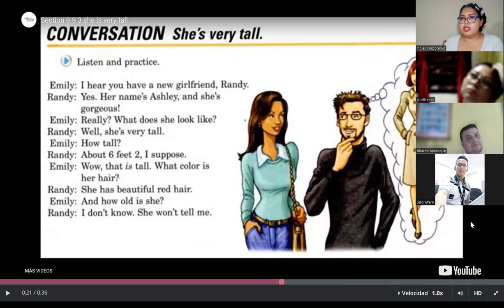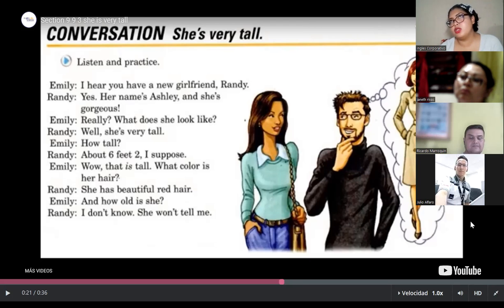Okay, in this conversation, we have different elements that we need to talk about. And in this case, we have this kind of conversation that is, we can say, very physical, very, how can I say it? It's like just talking about the outside.